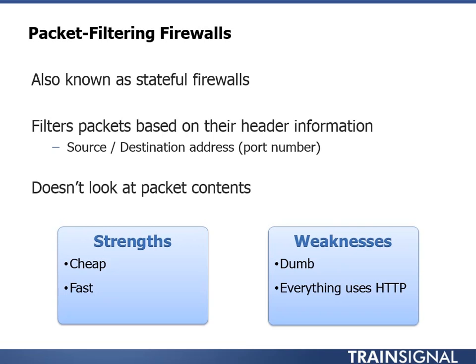The weakness is that they're dumb. And as I was saying, every application nowadays just uses HTTP. So packet filtering firewalls literally can't tell the difference between AOL Instant Messenger and web communications because they both use the same protocol, HTTP.